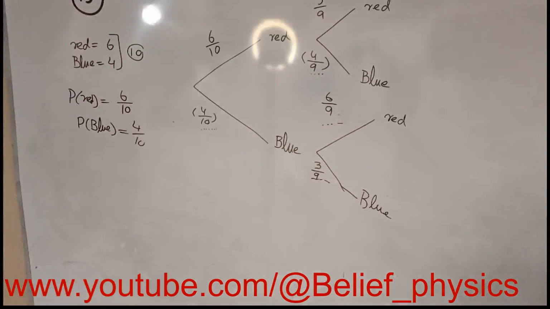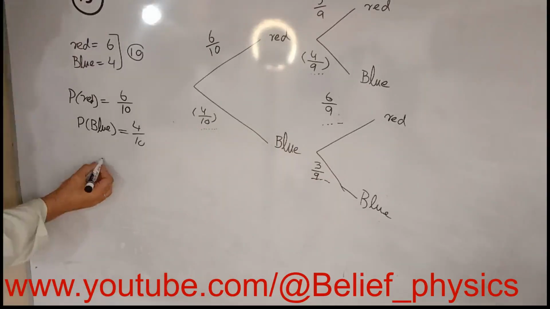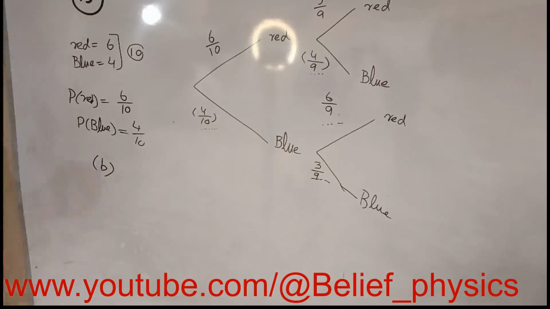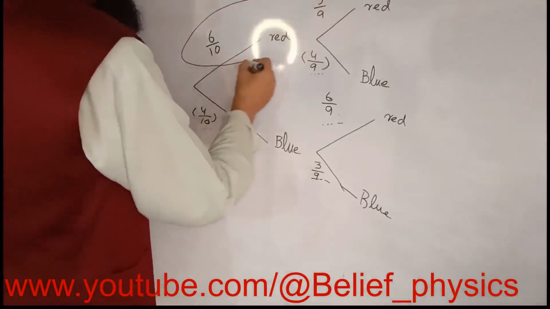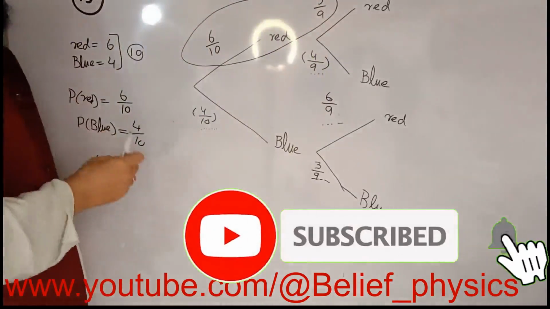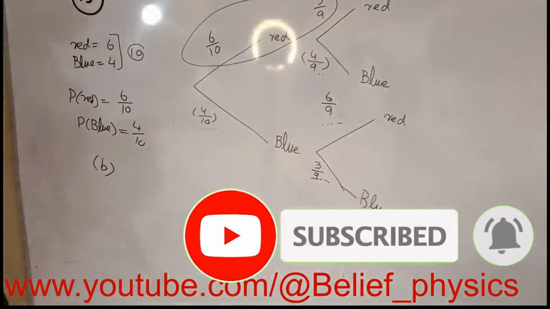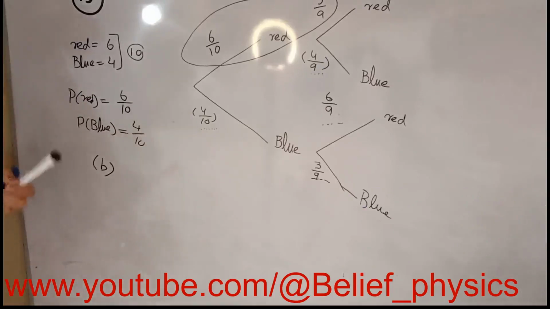B part is expressing your answer as a fraction in its simplest form. Calculate the probability that both counters are the same color. We have to find the probability that both counters are the same color. Now, what are the possibilities? Both can be red, the same color, or he has not mentioned the color. He has asked us to find the probability of drawing both counters of the same color.